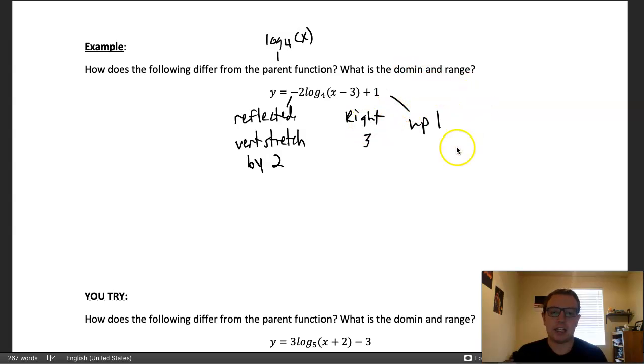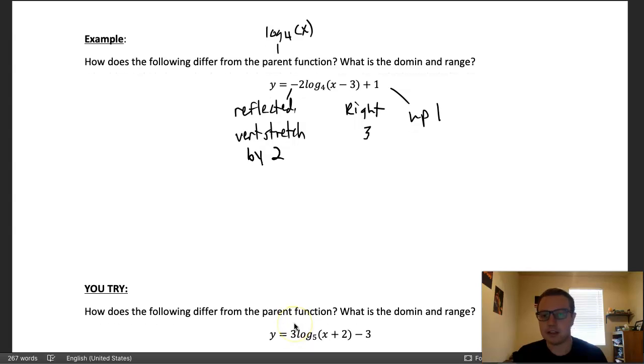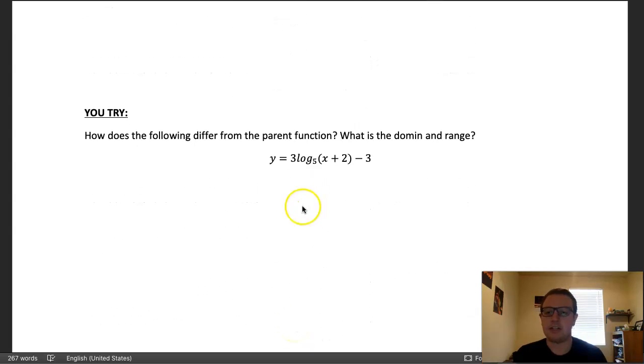Let's not worry about the domain and range for these. Let's just look at these and have you do one as well. We're trying to figure out how y is equal to 3 log base 5 of x plus 2 minus 3 has changed from its parent function. What's the parent function? It's just log base b of x, so it's log base 5 of x. Tell me all the ways this has changed from log base 5 of x.